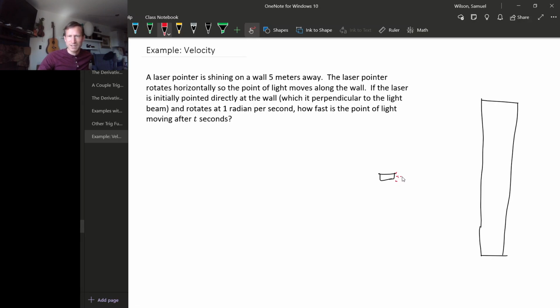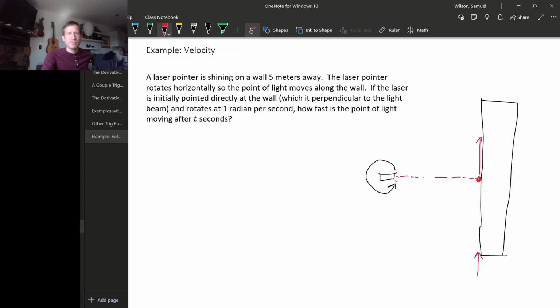Okay, so it beams a spot of light onto the wall, and if we rotate this laser pointer this way, that's going to make this point go along the wall that way until it rotates far enough, and then the point will actually reappear back here and move that way.